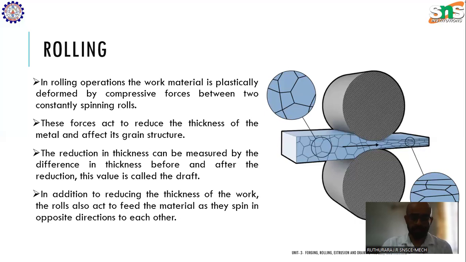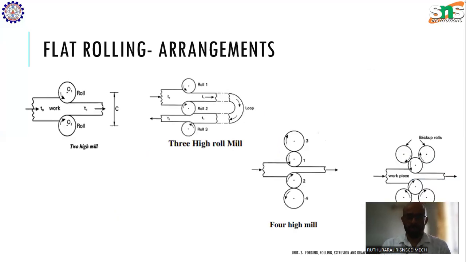Rolling involves reducing the thickness of the material step by step. For example, if you take a bar or a billet, it has to be made into a sheet. So you have to reduce the thickness and increase the width. That's the main aim of this rolling process: increase the length and width and decrease the thickness. That can be done by rolling.